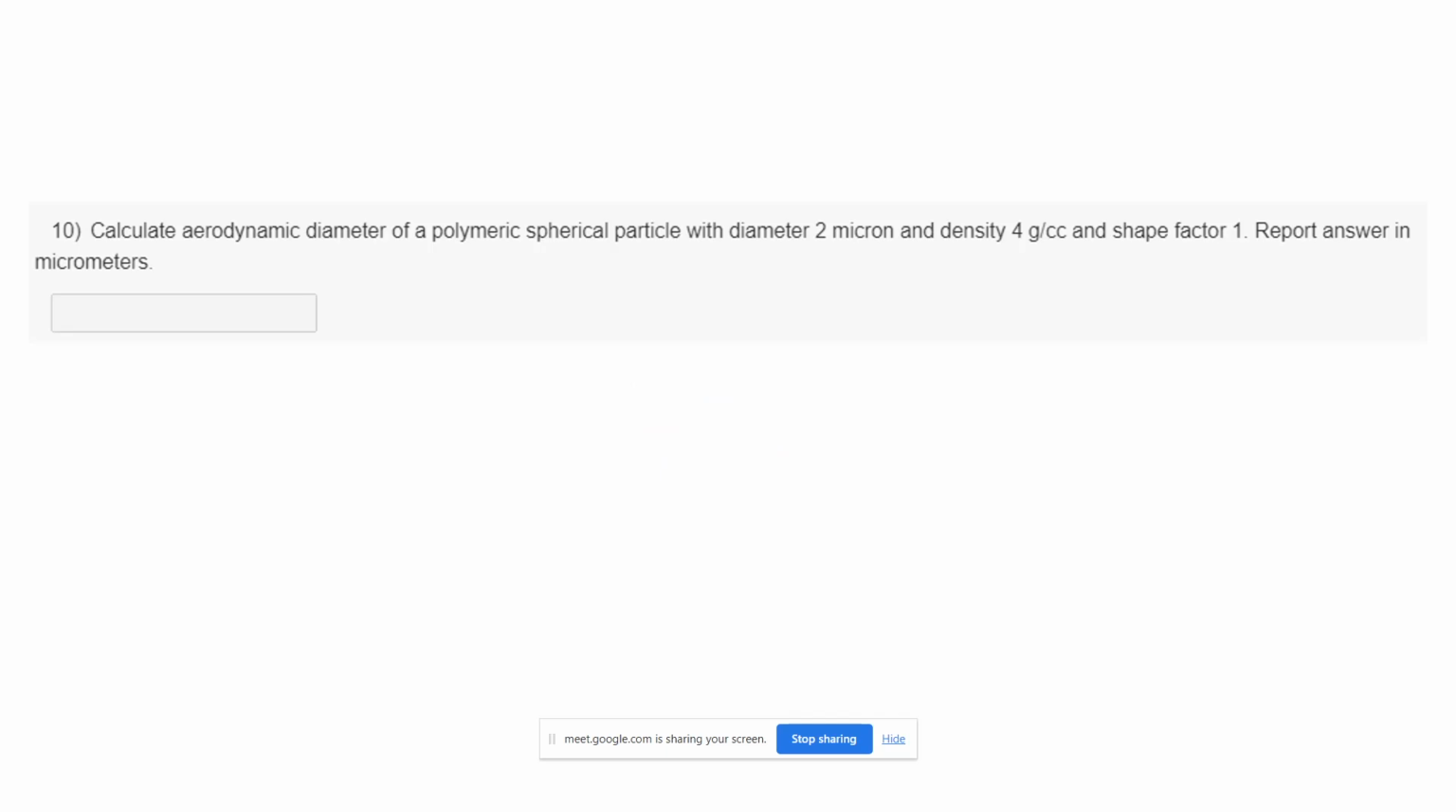Now the last question was, you have to calculate the aerodynamic diameter of a polymeric spherical particle with diameter 2 micron and density 4 gram per centimeter cube and shape factor 1. You have to report answers in micrometers.